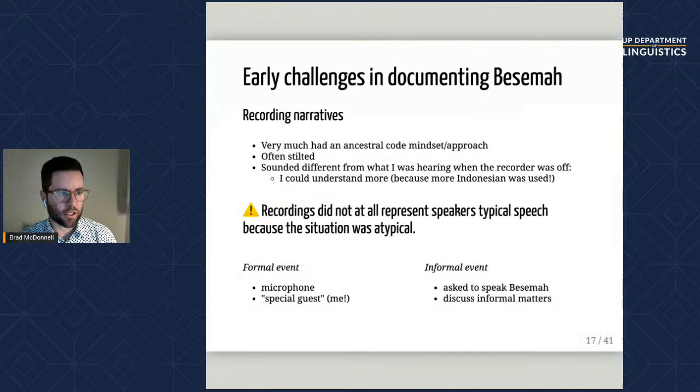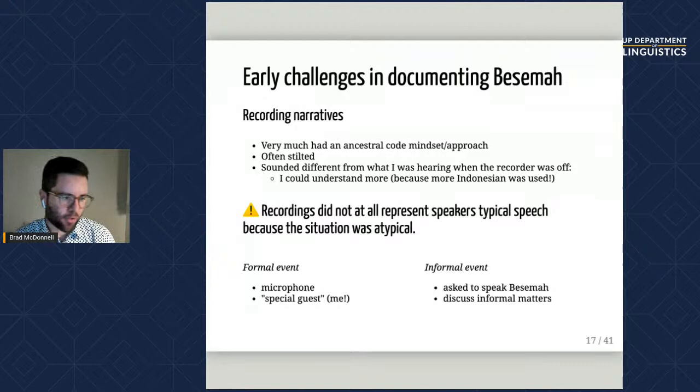So when I first arrived in the Bisma Highlands and I had my recorder and was ready to start documenting the language, I very much had an ancestral code sort of mindset and approach. As I was recording narratives in the very beginning, I found that they were often stilted and sounded really different from what I was hearing when the recorder was off. I could understand much more of the narratives, but when people would be talking about other things, I couldn't understand much at all. That's because there was much more Indonesian being used. And so these recordings early on did not at all represent the typical speech of speakers.